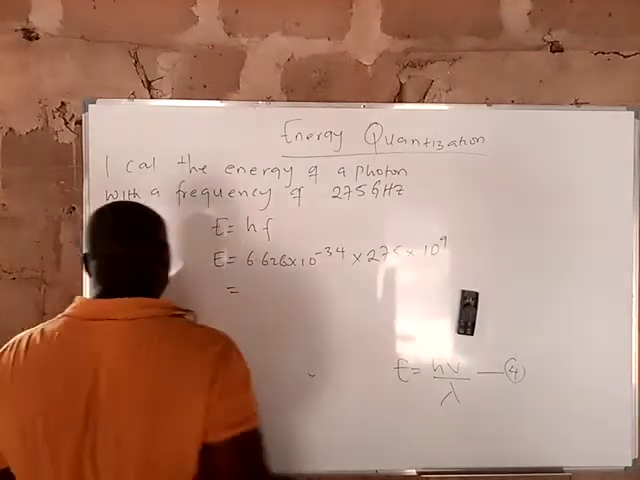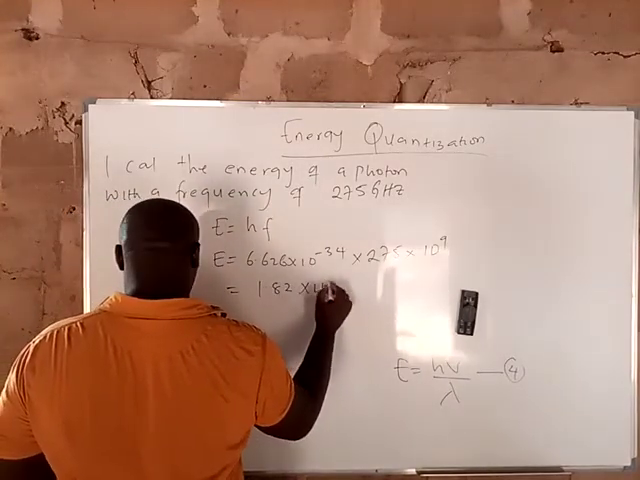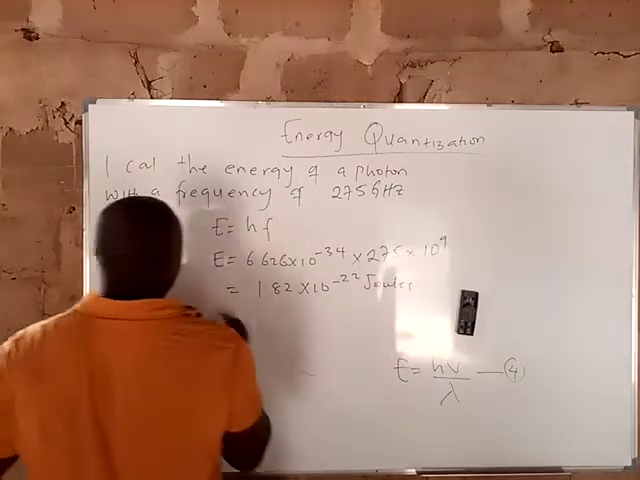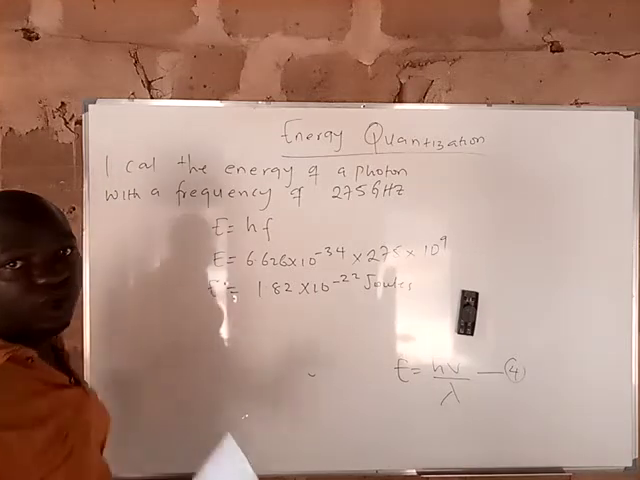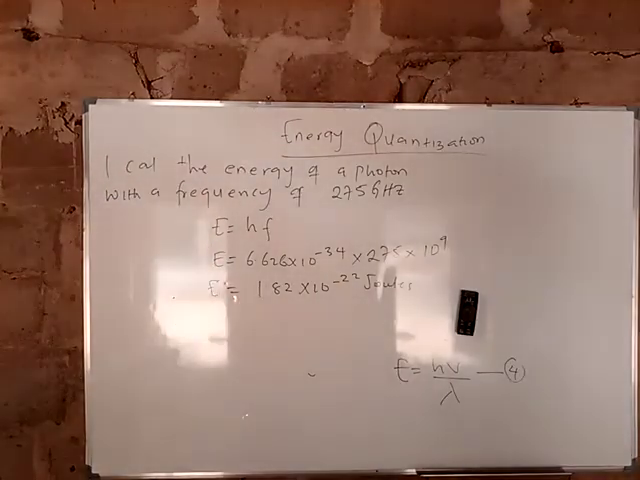And if you punch this in your calculator, you will get 1.82 times 10 raised to the power of minus 22 joules. Remember, energy is in joules. This thing is easy. Once you have mastered our formula, you know what Planck's constant represents, you know what the velocity of light represents, you'll be solving this like never before.